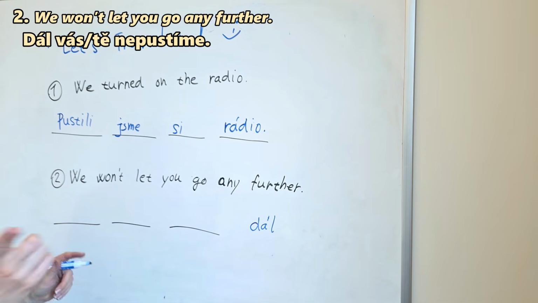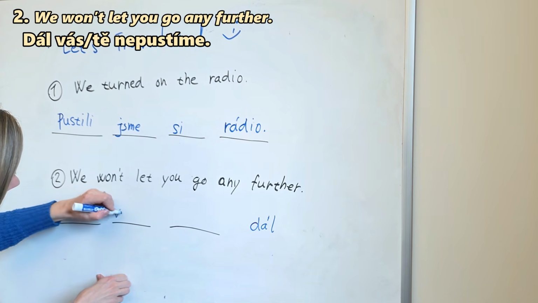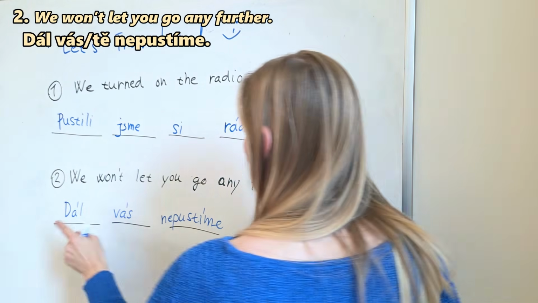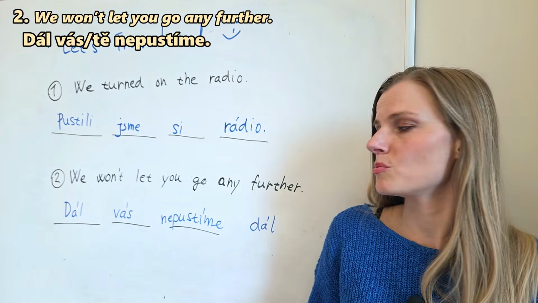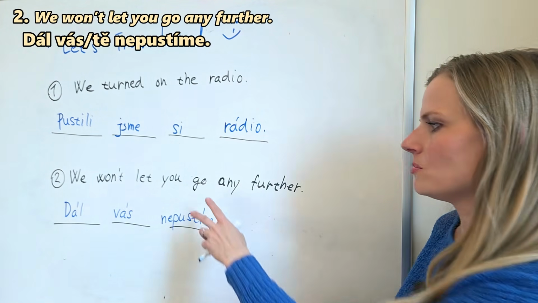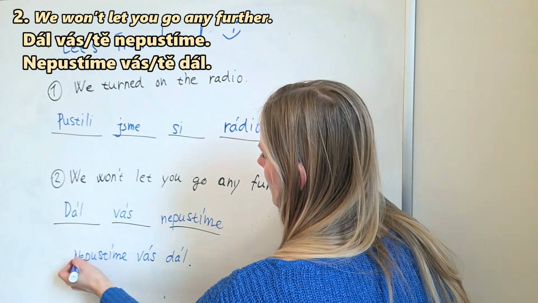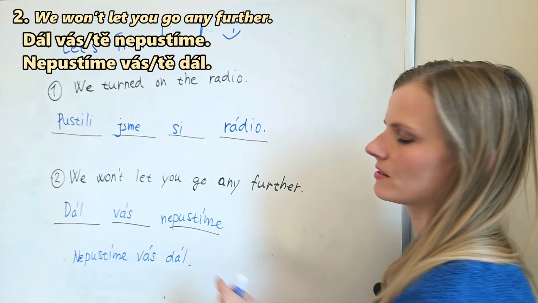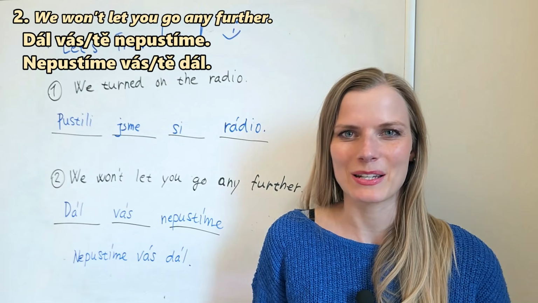We could have two different word orders. One is this. We can put dál at the beginning. Dál vás nepustíme. We emphasize dál. Further, we won't let you go. Or we could say, nepustíme vás dál. Notice that in both versions, vás is in the second position because it needs to be in the second position.